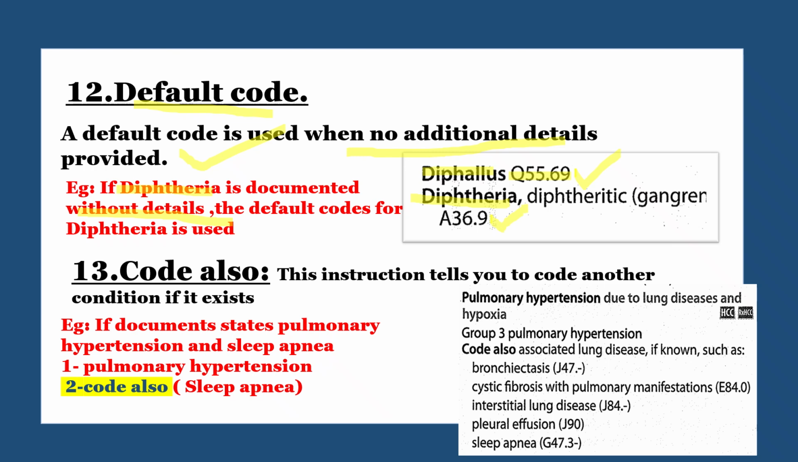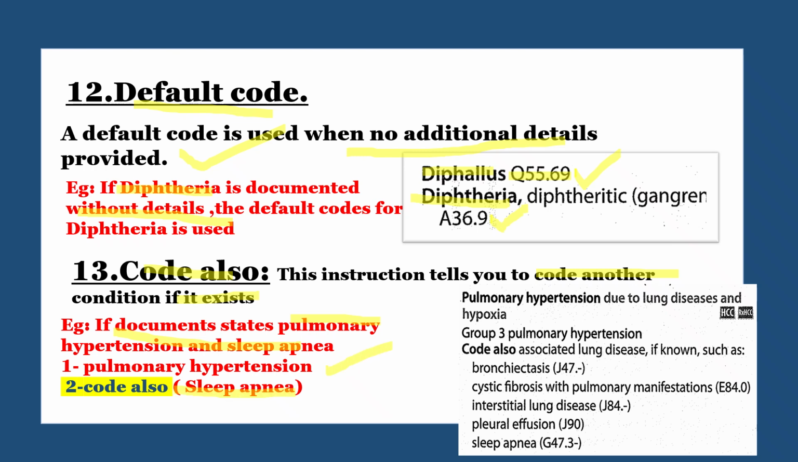Next, code also. This instruction tells you to code another condition if it exists. It means you need to add another code for a second condition that is also present. So there will be two conditions present in the documentation. I'll give an example. If the document states pulmonary hypertension and sleep apnea, first you have to code pulmonary hypertension and next you have to code sleep apnea.